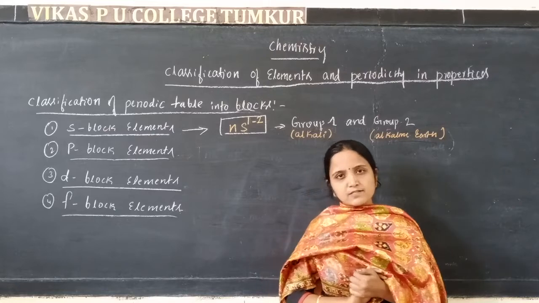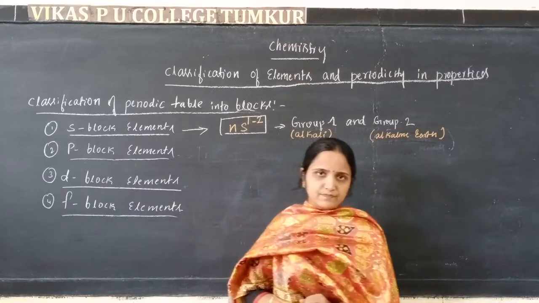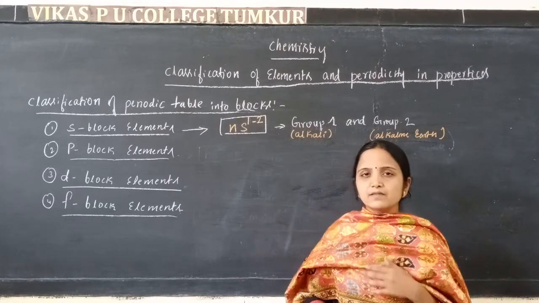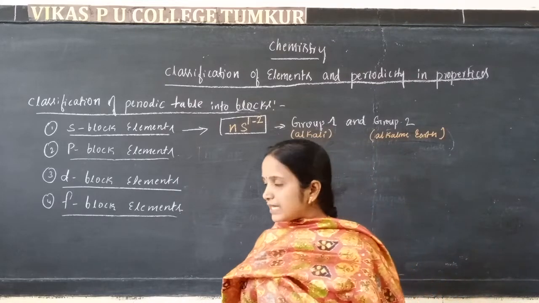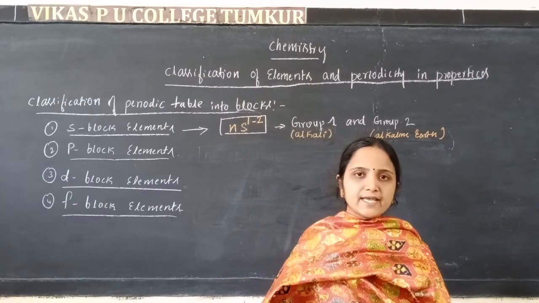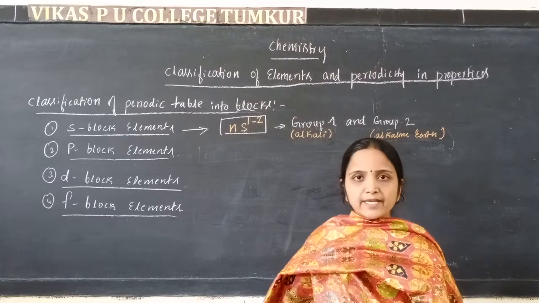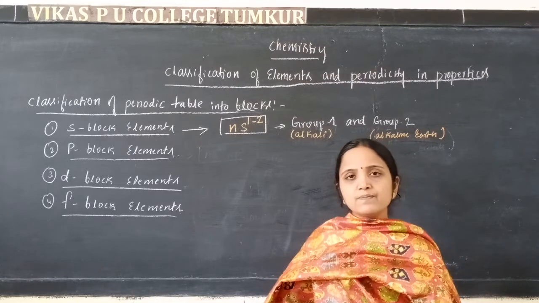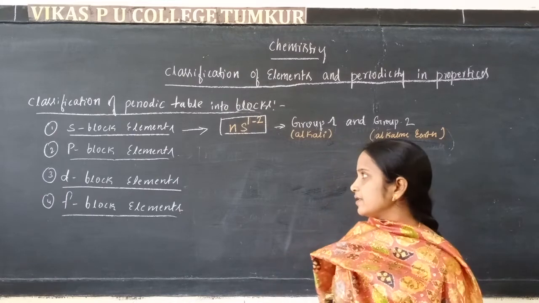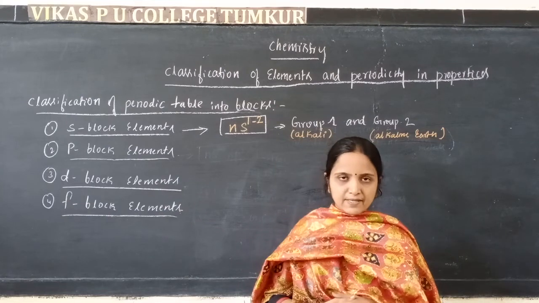Next we will discuss the P block elements. These are the elements in which the differentiating electron enters the P orbital of the valence shell. That we call P block elements.